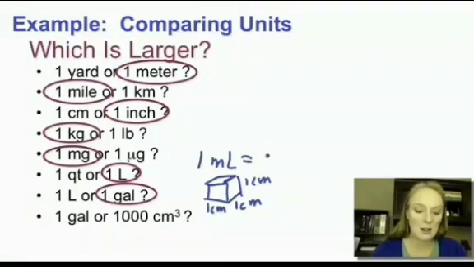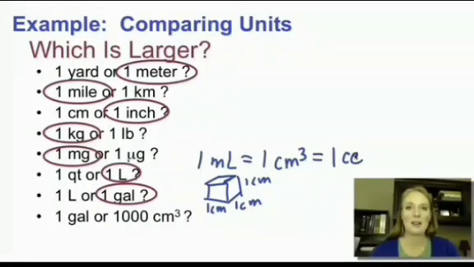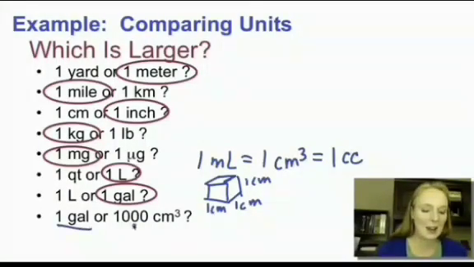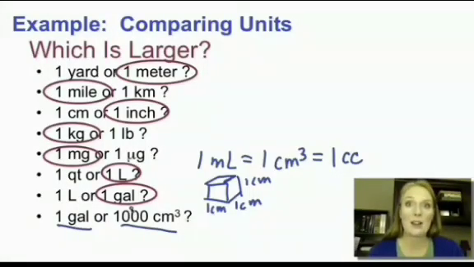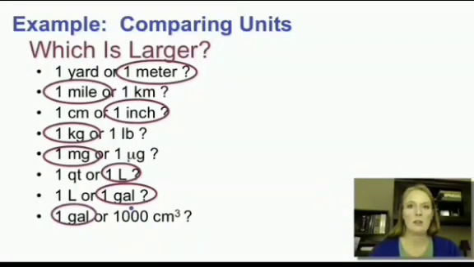In other words, a milliliter is 1 cubic centimeter. Sometimes that's written as 1 cc. They often talk about it that way in medicine. So I think that's really important to know. So when I asked you about the gallon or 1,000 cubic centimeters, that's asking you about a gallon or 1,000 milliliters, which is the same as asking you about 1 liter. So a gallon is still larger.